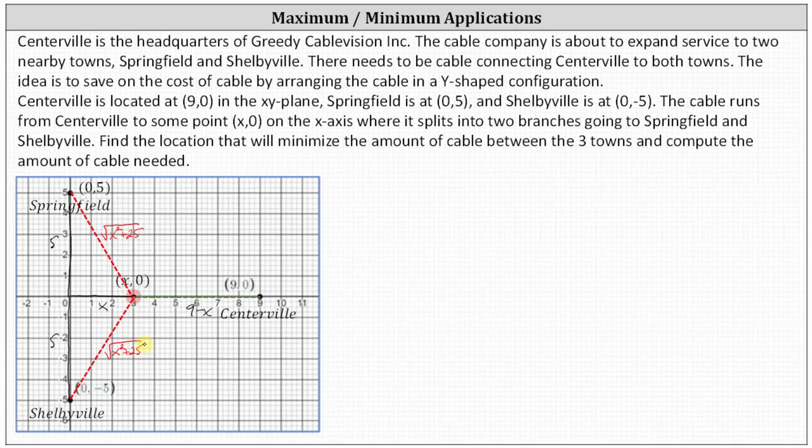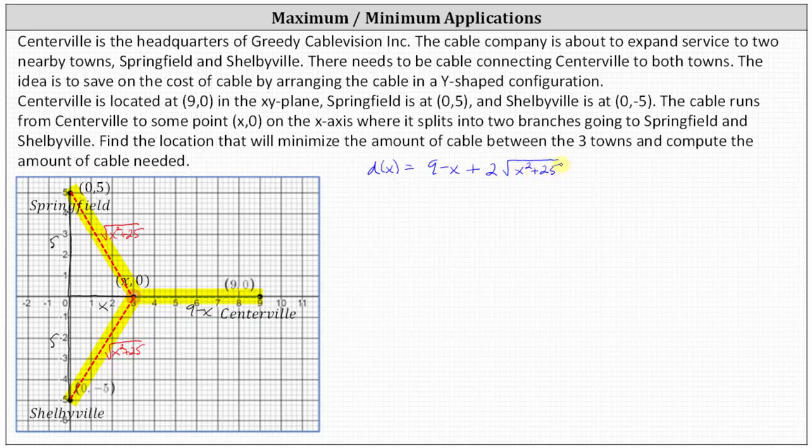And now we have enough information to write a function to represent the distance the cable will travel, or the amount of cable needed. Let's go ahead and use the function d of x, where d of x equals, again starting at Centerville, the distance from Centerville to where the cable splits is 9 minus x, and then plus the two distances from where it splits to the two towns, which would be 2 times the square root of the quantity x squared plus 25.